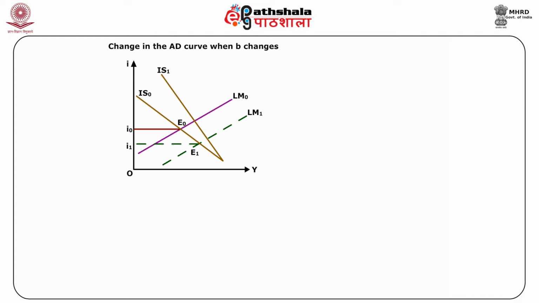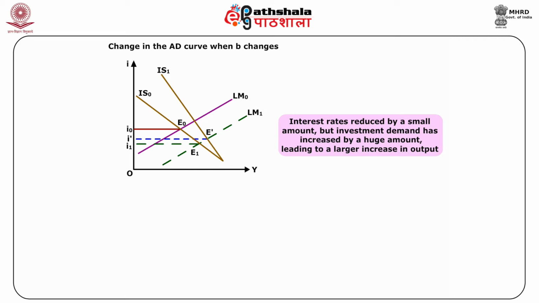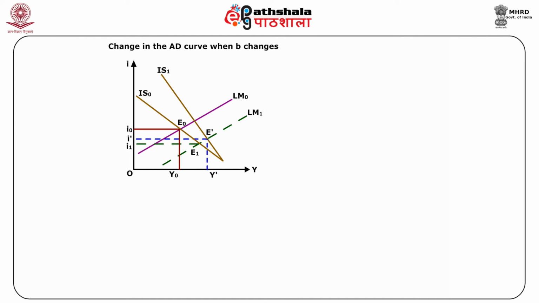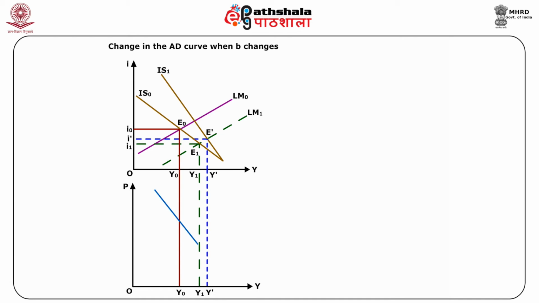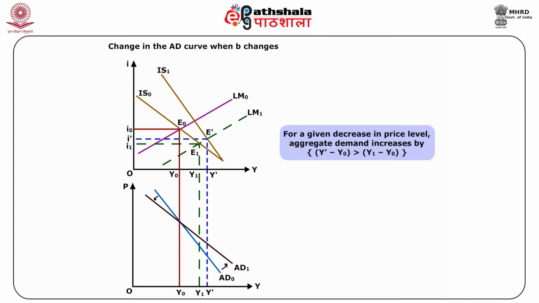As a result, the new equilibrium in the IS-LM framework occurs at point E dash, where LM1 intersects the IS1 curve. Thus, at this new equilibrium point E dash, interest rates have reduced by a small amount, but investment demand has increased by a huge amount, leading to a larger increase in output from Y0 to Y dash. In the lower panel of the figure, we see that the aggregate demand curve becomes flatter from AD0 to AD1. For a given decrease in price level from P0 to P1, aggregate demand increases by Y dash minus Y0, which is greater than Y1 minus Y0.